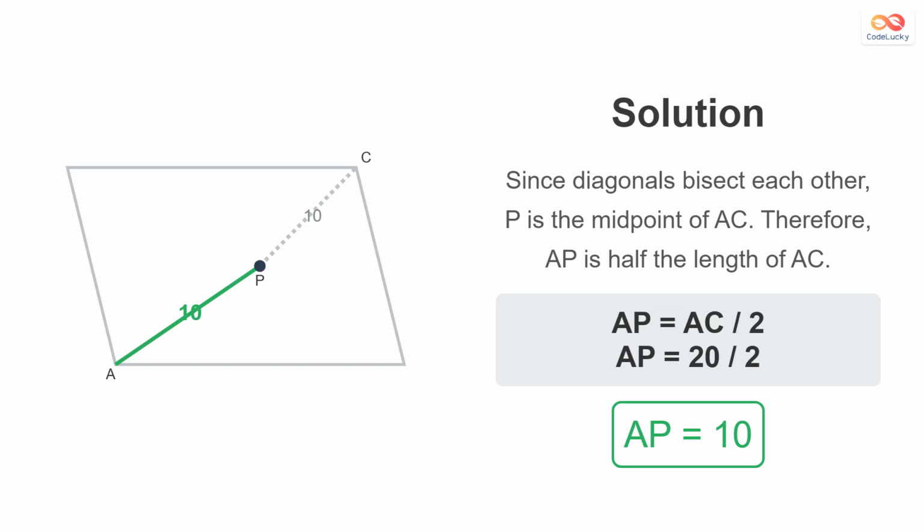Since the diagonals bisect each other, point P must be the midpoint of diagonal AC. This means the length of segment AP is exactly half of the total length of AC, so we just divide 20 by 2. The length of AP is 10 units.